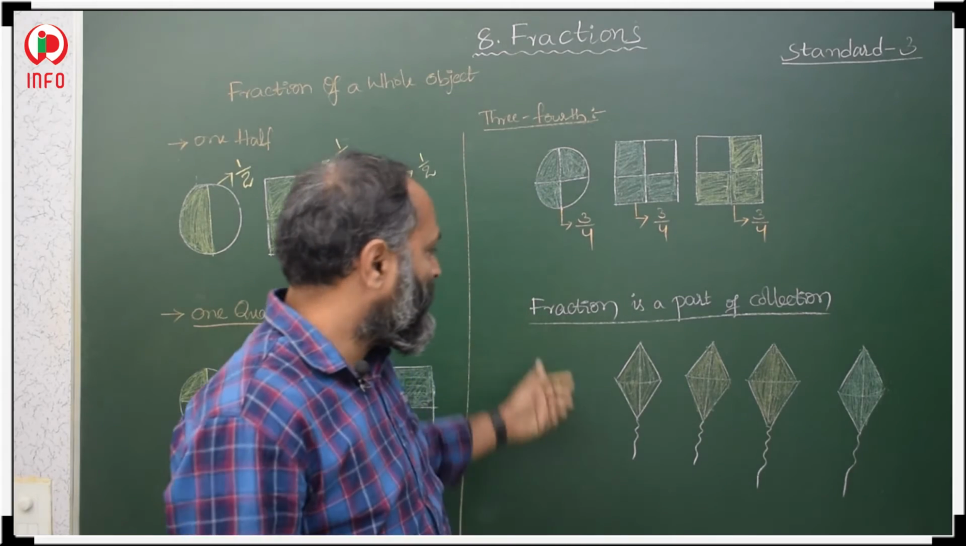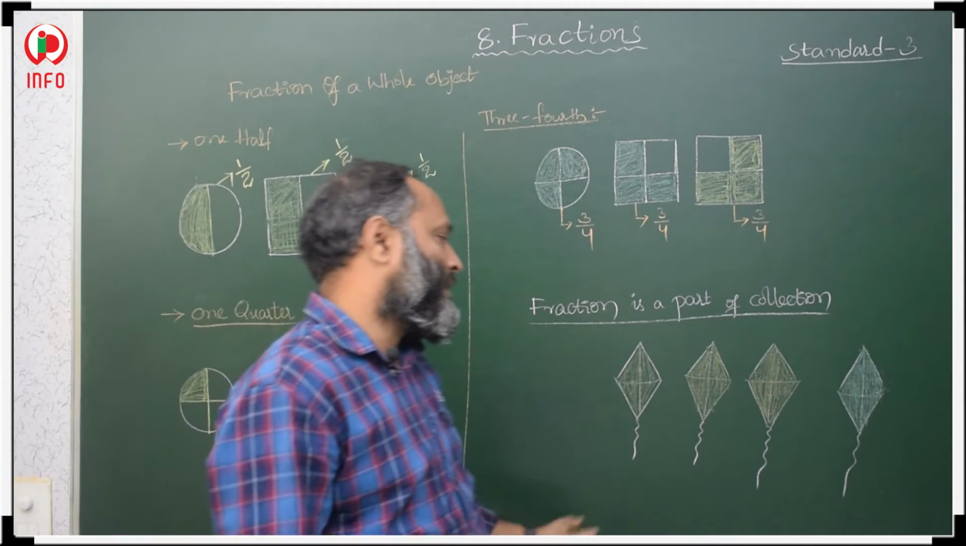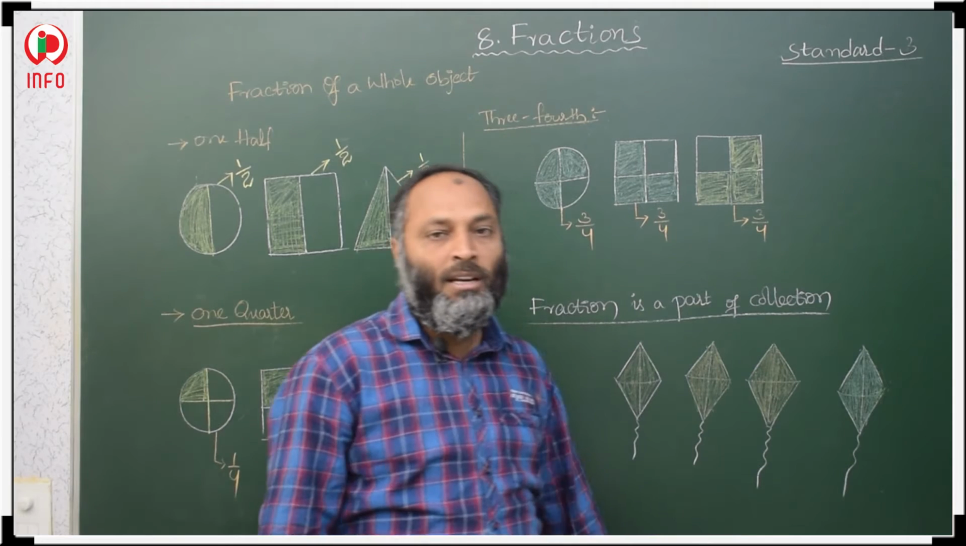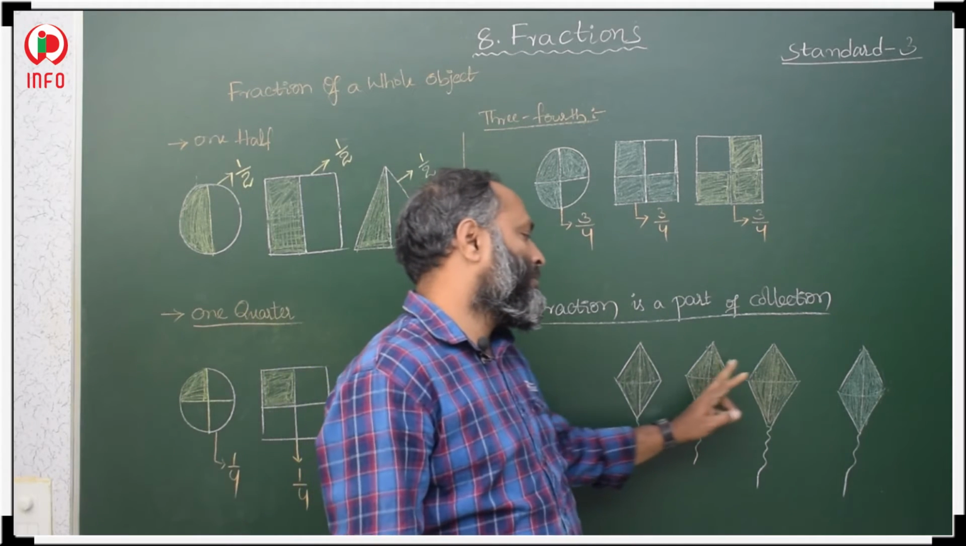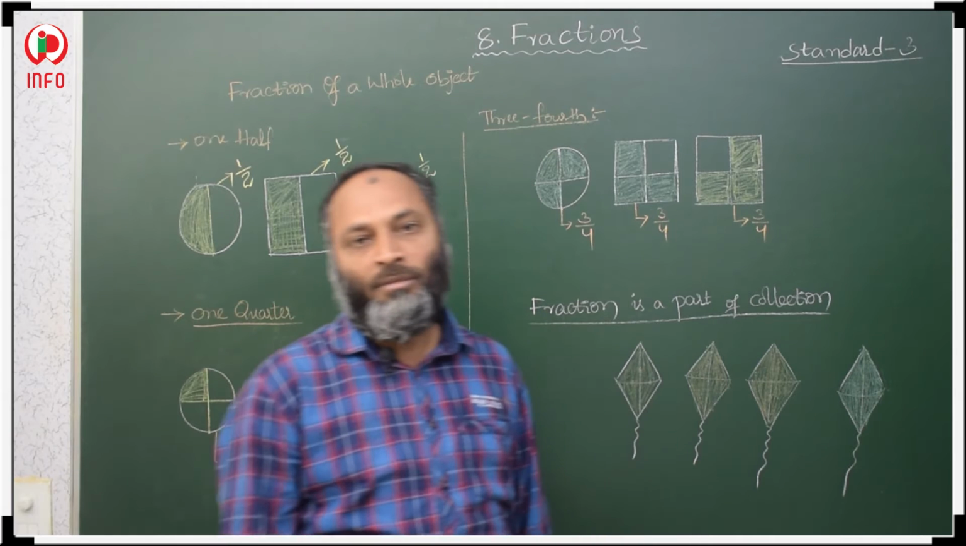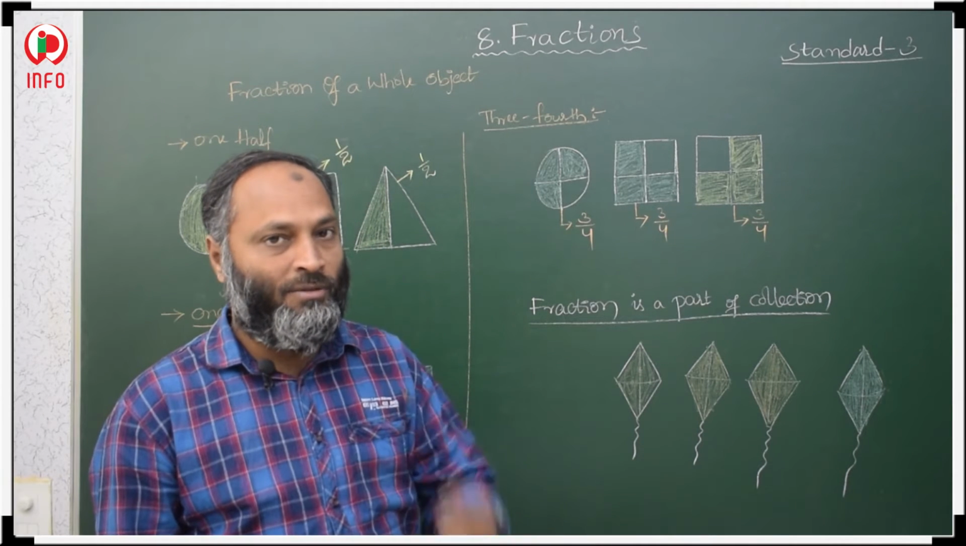Sometimes a fraction is also a part of a collection. So, what is the collection here? A collection of kites. How many kites do we have? 1, 2, 3, 4. We have 4 kites. So, we have a collection of 4 kites.